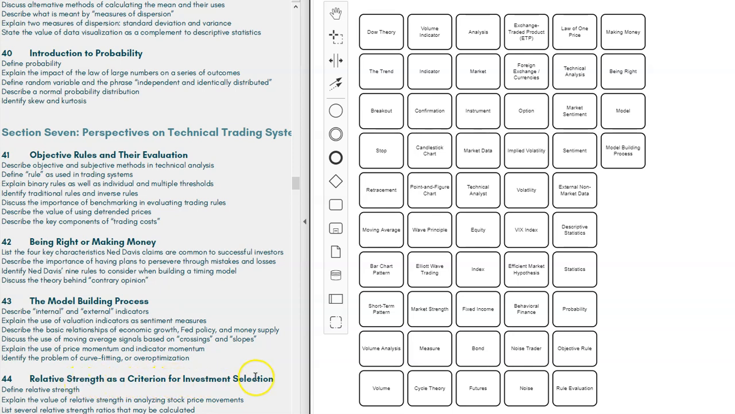As a criterion for investment selection. So that's two things: relative strength and investment selection. Criterion can be used in many places. But in order to select your investments, one thing you can use to influence your decision is relative strength.